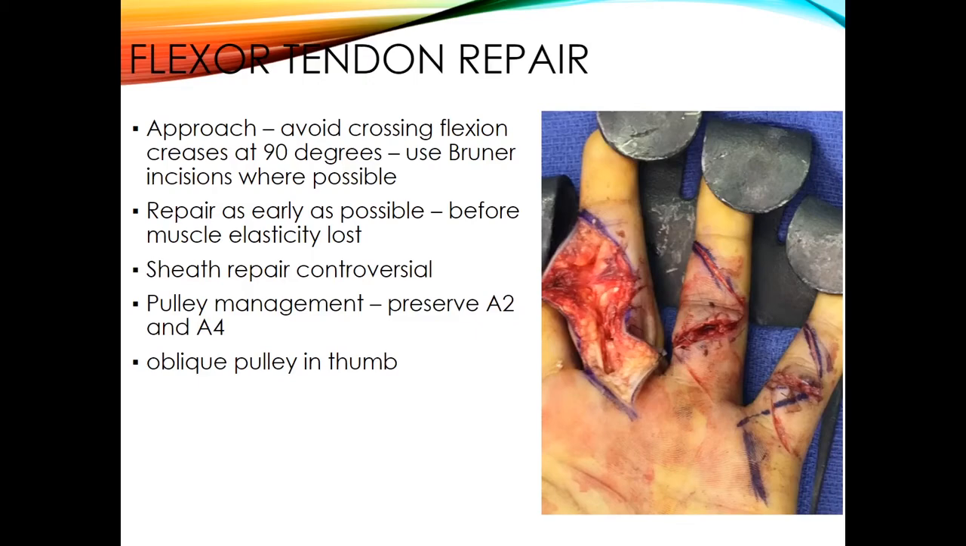Sheath repair is controversial. There's some people that talk about doing tendon sheath repairs. Generally, I do not, because that is just an additional source of scarring for these patients that already have difficulty regaining their motion due to scar. You generally want to preserve the A2 and A4 pulleys if you can, although we did talk about being able to fully release A4 with no problems, and I have very little hesitation to do this. And you also want to retain the oblique pulley in the thumb if at all possible.